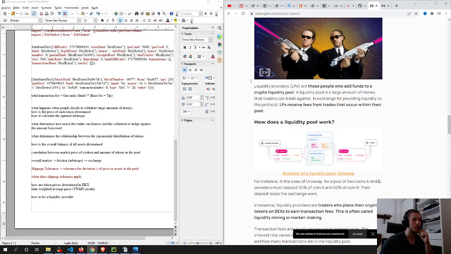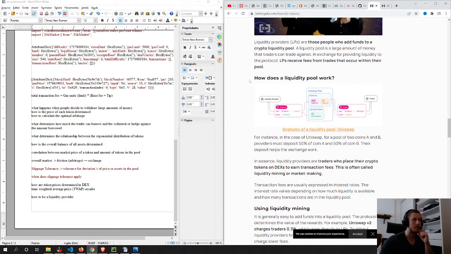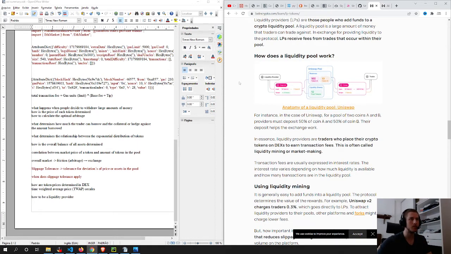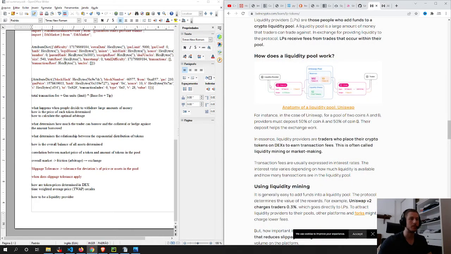Liquidity pool providers are those people who add funds to a crypto liquidity pool. A liquidity pool is a large amount of money that traders can trade against. In exchange for providing liquidity to the protocol, LPs receive fees from trades that occur within their pool. How does a liquidity pool work? So I can't look at this here. The provider, the pool.